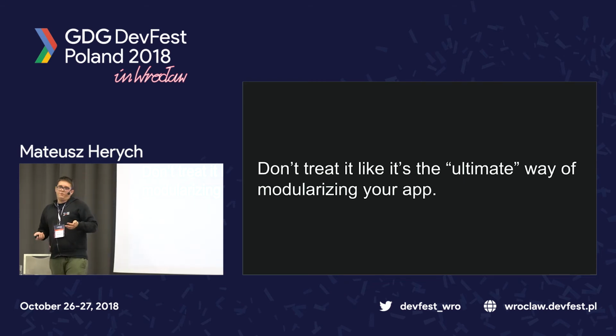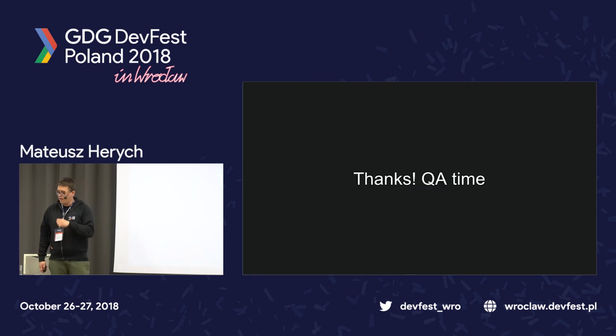But if, for example, you are not using dynamic feature modules because you don't need them, then most likely you can come up with a much better modular architecture than this. Because the purpose of this is just to enable your users to have a smaller download size.